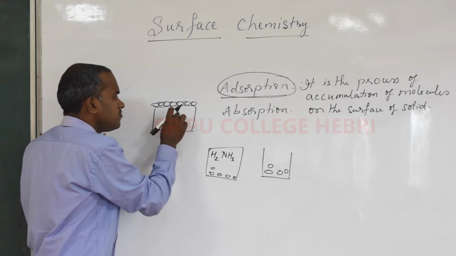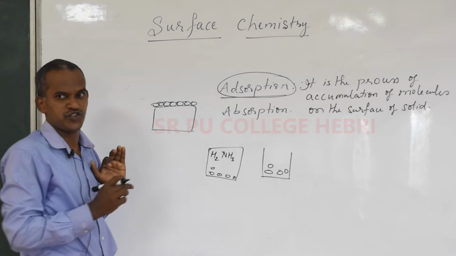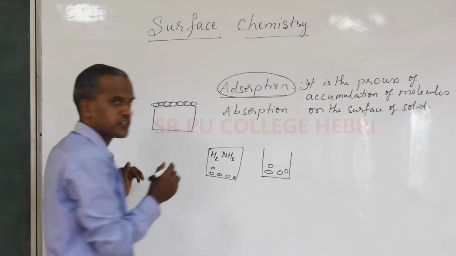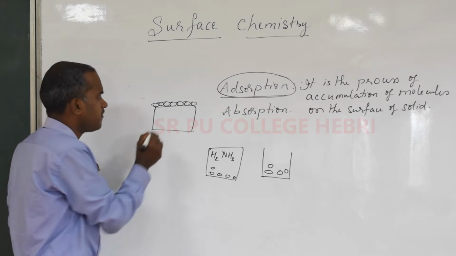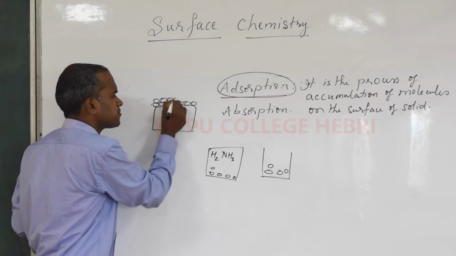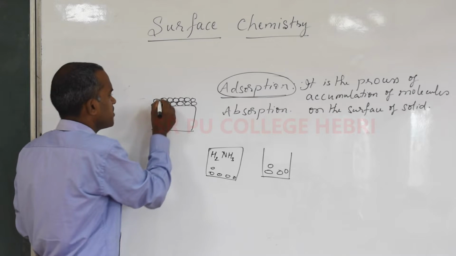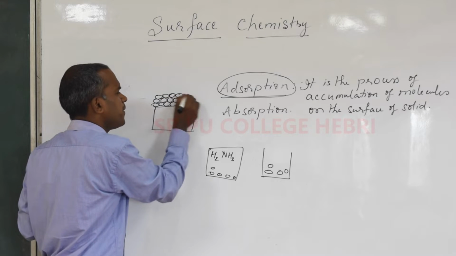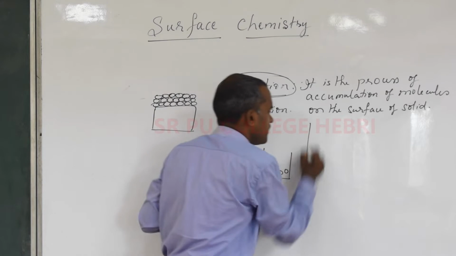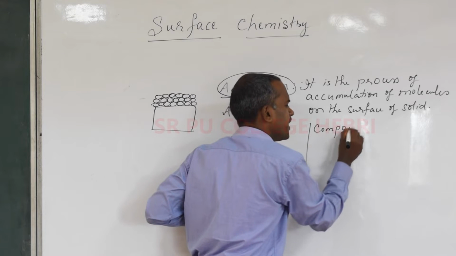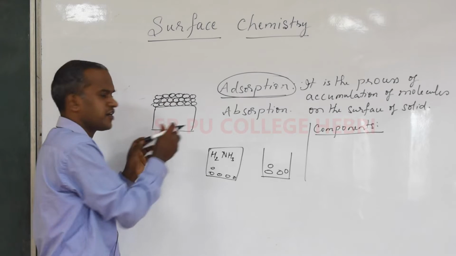Now if you study adsorption in detail, it has two components. What are the two components? Can you guess, students? One is the solid where the accumulation takes place, and the other is the liquid or gas molecules. Don't expect that it should be only one layer of molecules. Many layers of molecules can accumulate. Remember, there are two components: the solid on which accumulation takes place, and the other one, a liquid or a gas.